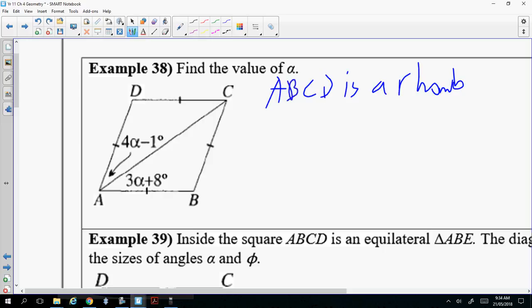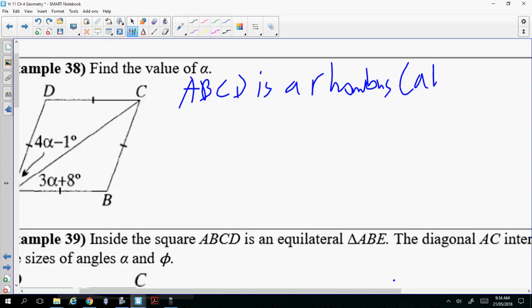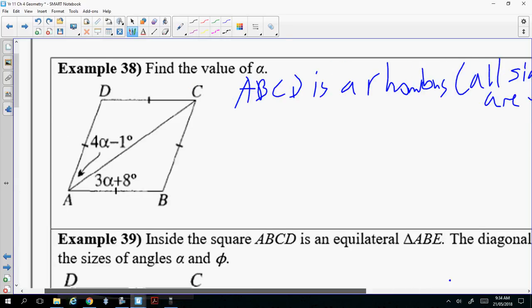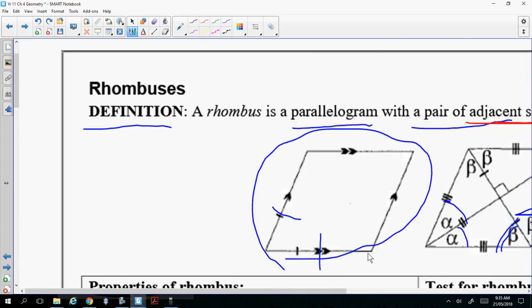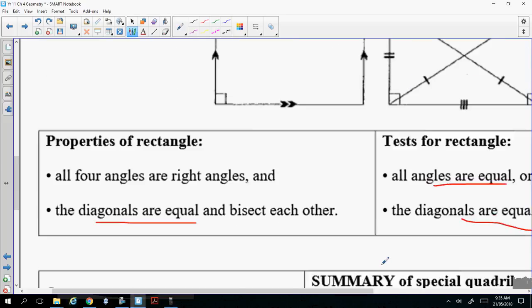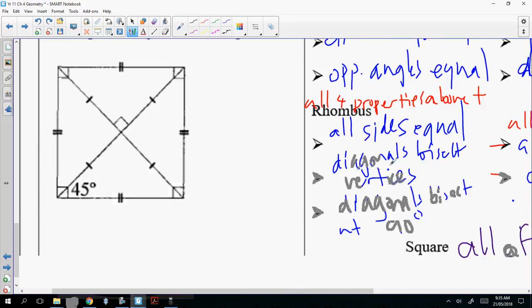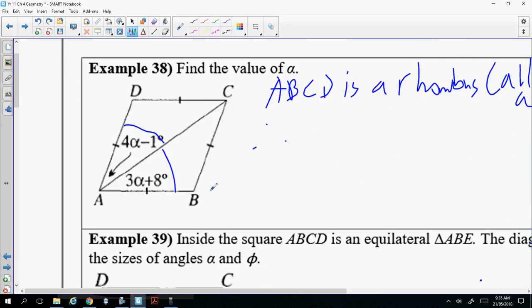Therefore, how do I find these 2 angles? What do we know about these 2 angles? What are the properties of the rhombus? Let's have a look. Diagonals bisect vertices. So what does that mean? They're equal. So you say 4 alpha minus 1 equals 3 alpha plus 8. Diagonals bisect vertices. And then we can work things out. So that will be alpha equals 9. That was easy.